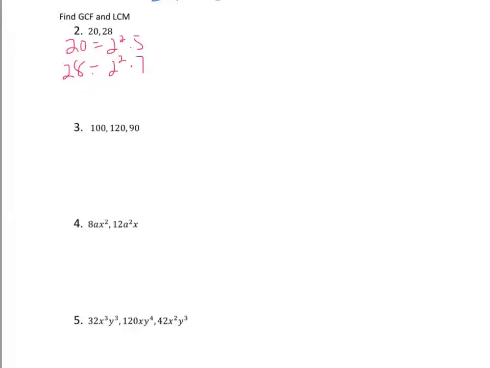Okay, so remember for the greatest common factor, GCF, you got to use the smallest exponent for each common factor. Right, remember, they got to be common. Right, so the 5 and the 7 are not going to be used, just the 2. So the greatest common factor here is 2 squared, which is 4.